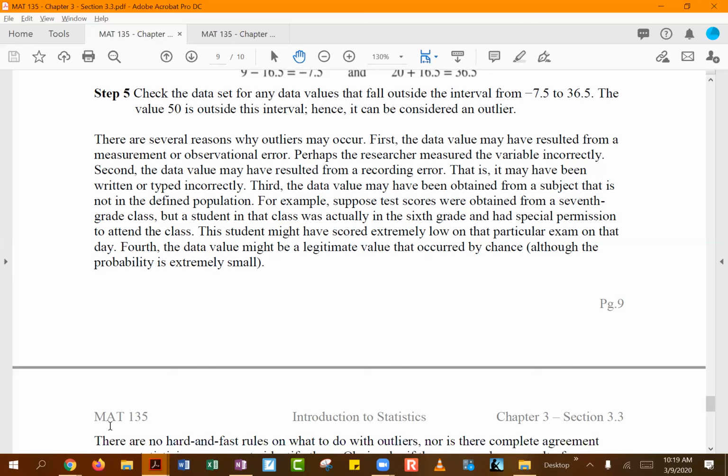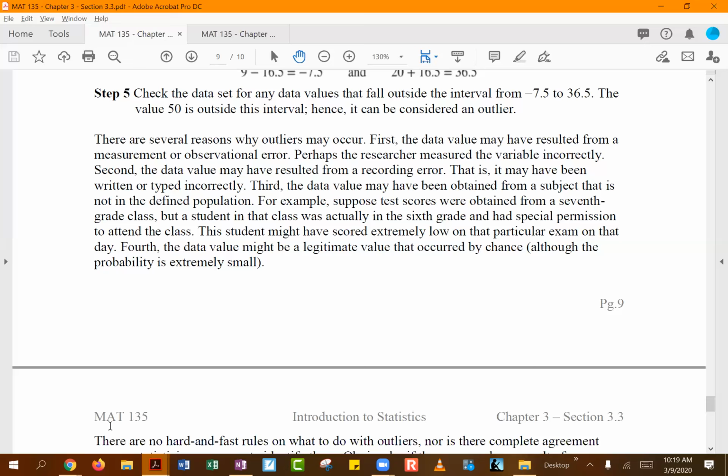So let's say test scores were obtained from a 7th grade class, but you happen to have a student who's technically in 6th grade taking a 7th grade course. Then technically that student's data should not have been counted, right? So maybe that's why an outlier is coming in there, because that student is not quite at par with their classmates in that class. So maybe their scores are on the lower side.